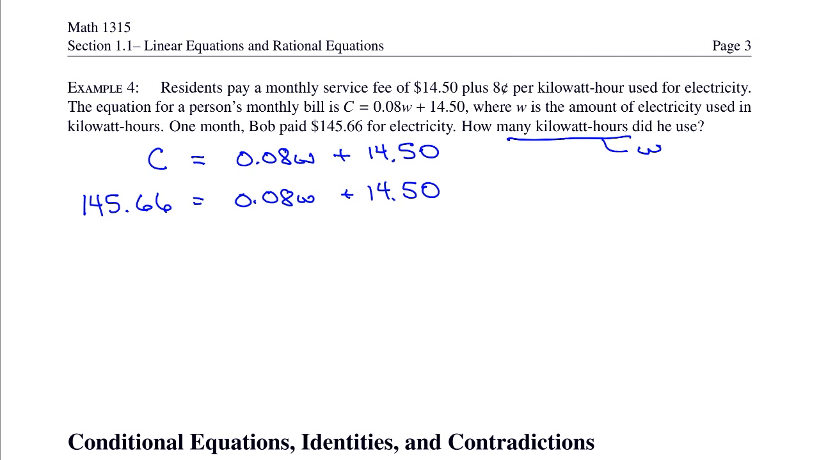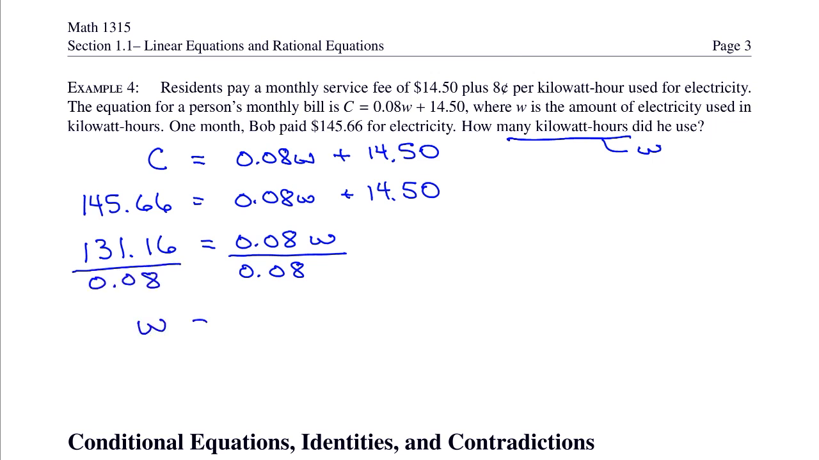First, I'm going to move 14.50 to the left side. When I subtract that from 145.66, I get 131.16. That is equal to 0.08W. To solve for W, we divide by the coefficient of W. That is 0.08. And using the calculator, 131.16 divided by 0.08 gives me 1,639.5 kilowatt hours.